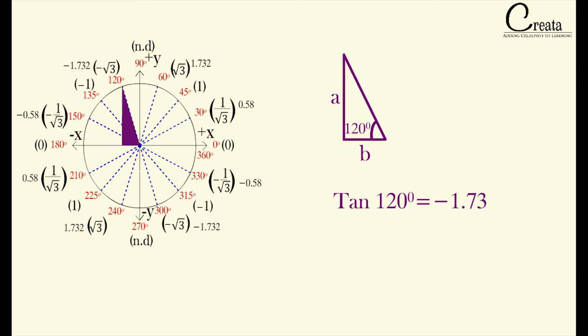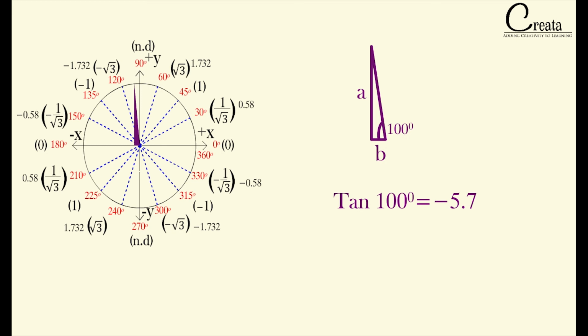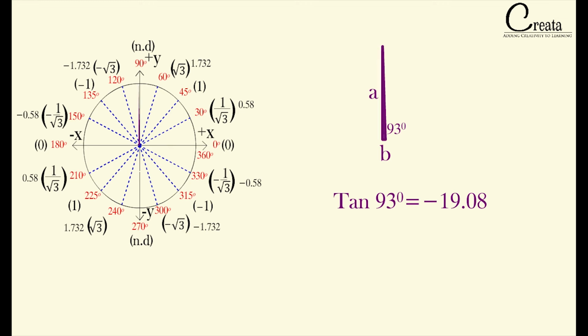Now again we have to take our calculator out. Say further decreasing the angle, tan 100 degree, it is minus 5.7. Tan 95 degree, it is minus 11.4. You can see that as we are approaching 90 degree, tan value is exponentially decreasing. Okay, let's further decrease the angle. Say tan 91, it is minus 57.23. Only 1 degree to reach 90 degree.